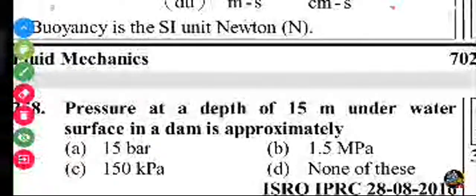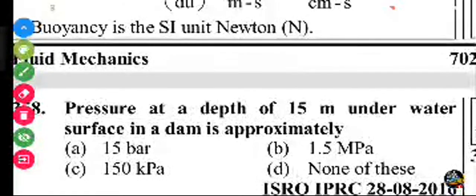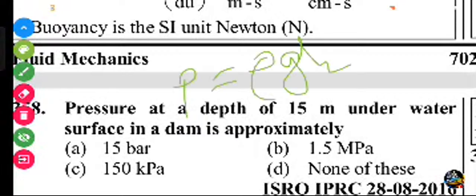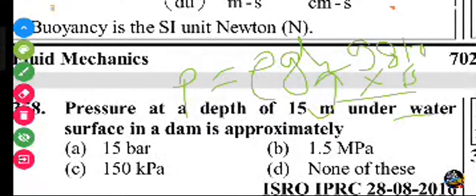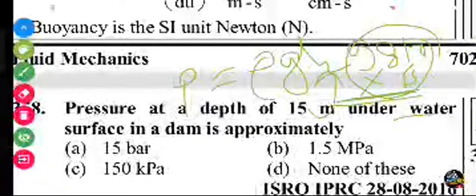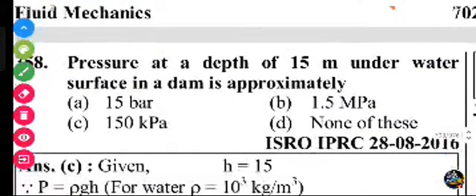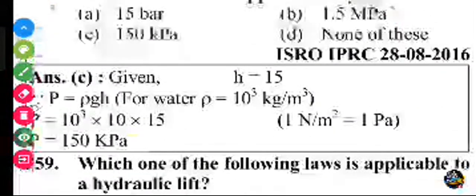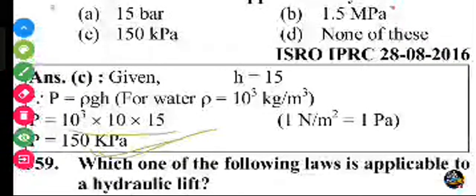Next question. Pressure at a depth of 15 meter of water is approximately... same formula, guys. P equals rho g h, and rho g for water is 9810, into 15. This comes in pascal. Then convert to a suitable unit. Let's check. If you solve this, it comes to 150 kilopascal.